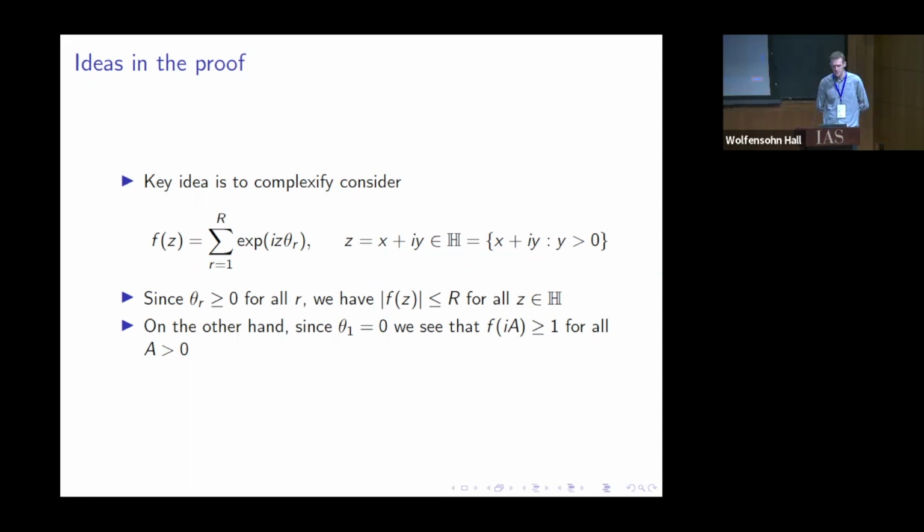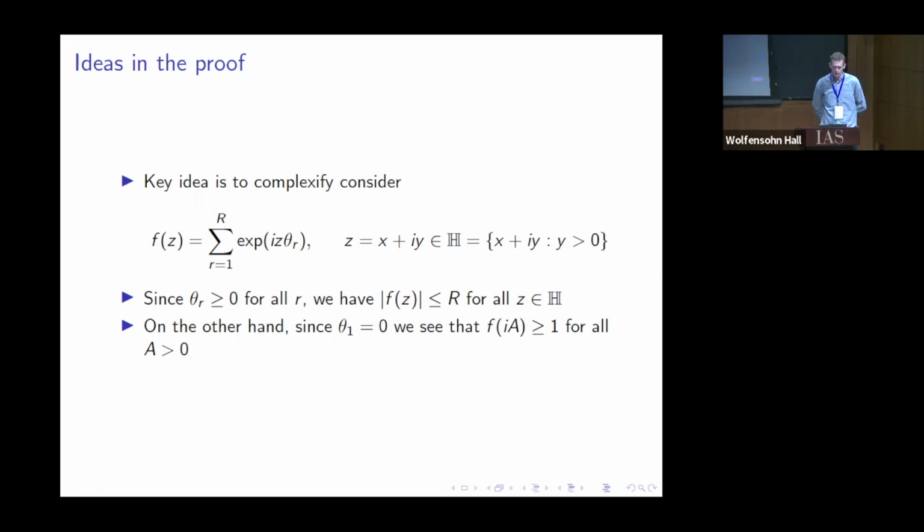Okay. The key point is that all these thetas are non-negative real numbers. So if I plug in things in the upper half plane, then I can get some nice bound of f of z. Nothing is going to be exponentially growing if I'm staying in the upper half plane. Okay. So I have some nice upper bound. So f of z is going to be at most R in absolute value. And then on the other hand, we also have a pretty good lower bound. So remember I said that this first theta value is equal to 0. So theta 1 is equal to 0.